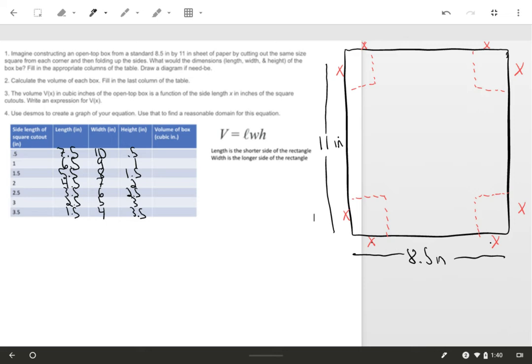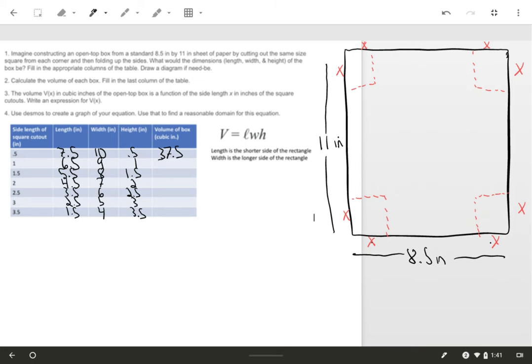Number 2, calculate the volume of each box. Fill in the last column of the table. Well, to do that, we're going to use this formula right here. Volume is length times width times height. So that's going to be 7.5 times 10 times a half, which is 37.5. So you can just do this on a calculator here. So I'm going to do the same thing. So then we have 6.5 times 9 times 1. That's going to be, my calculator messed up here.